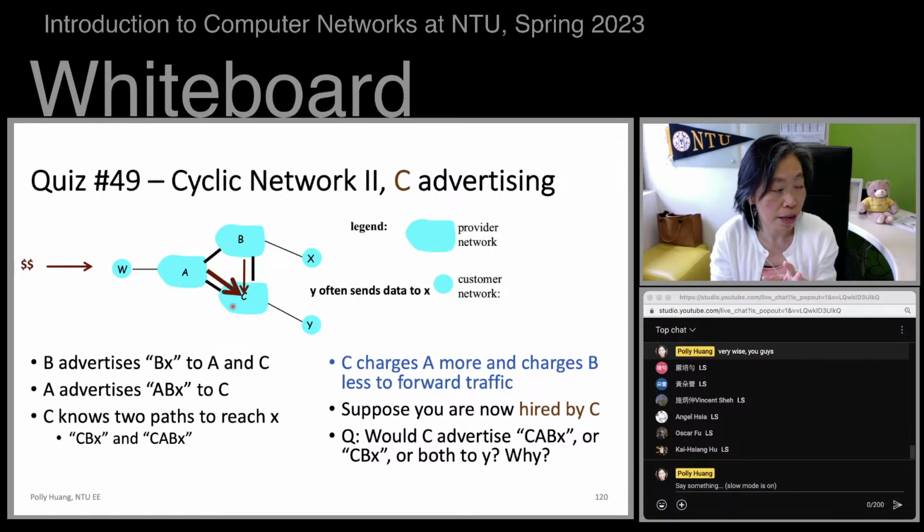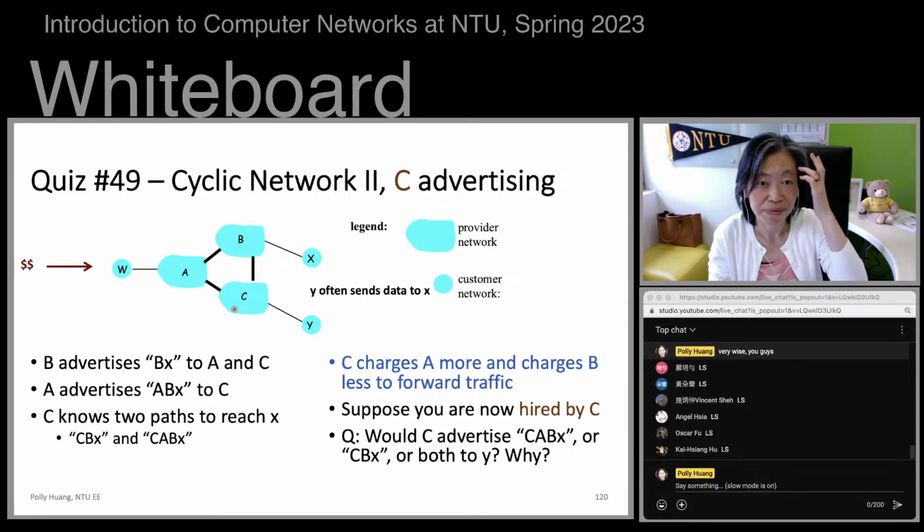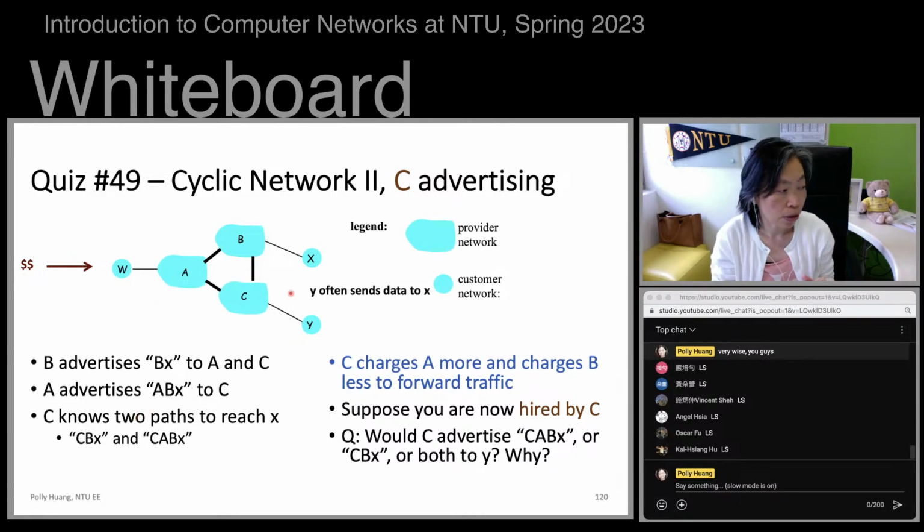Let's see. 49. The net weight is the same. We know already, okay, B advertises BX to A and C, both of them. And A advertises ABX to C. Okay, so this is presumption. It has already happened. So C here, therefore, learns two paths to reach X for Y.